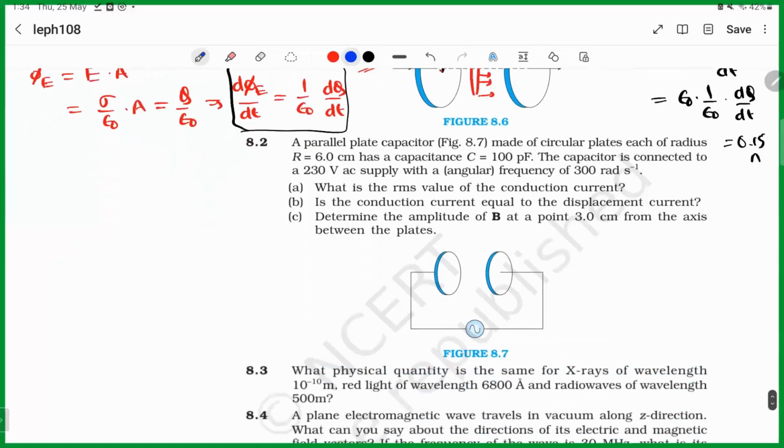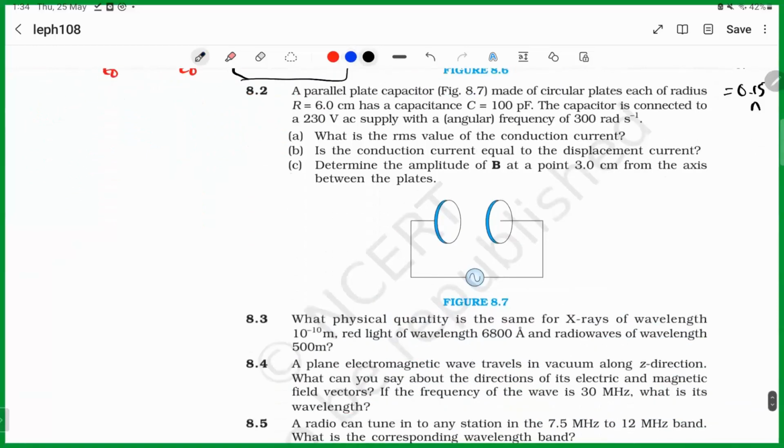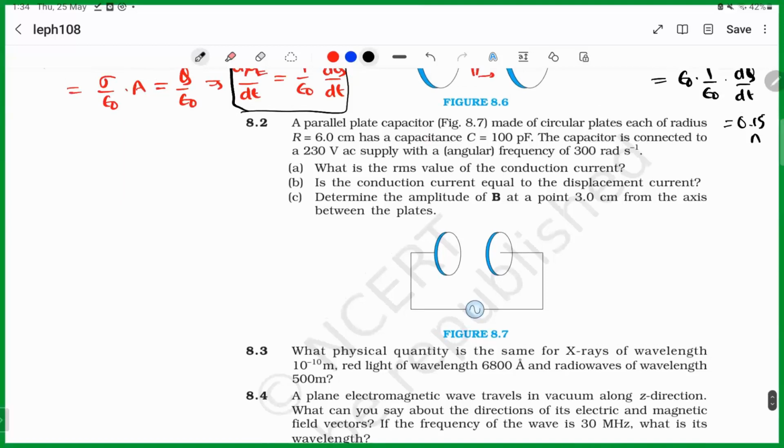Okay, now I move to the second problem. The second problem states that the parallel plate capacitor has R equal to 6 meters. It has a capacitance of 100 picofarad. Pico is 10 to the power minus 12, so this is the capacitance. The capacitor is connected to a 230 volt AC, and the frequency is 300 hertz, 300 per second. This is the angular frequency. What is the RMS value of the conduction current?